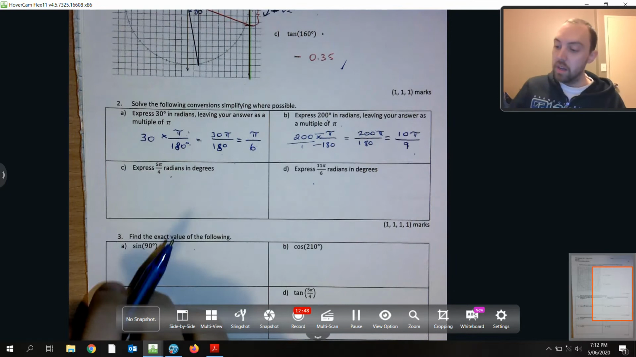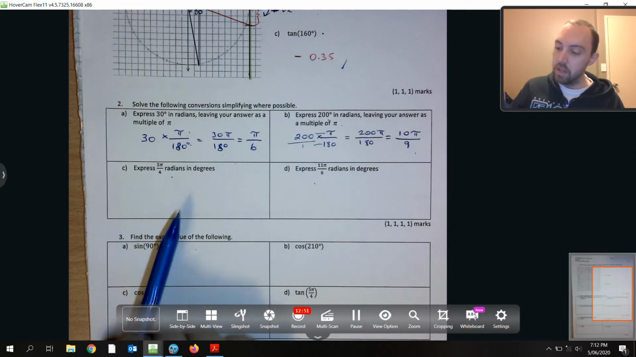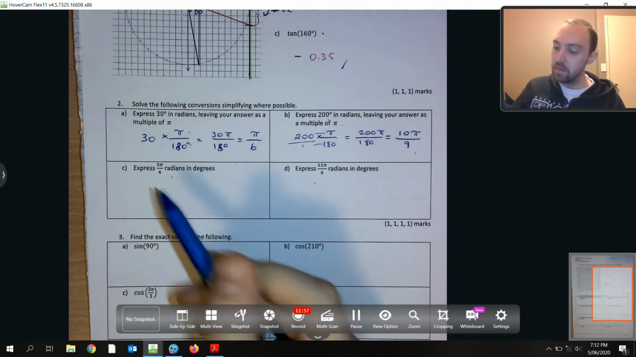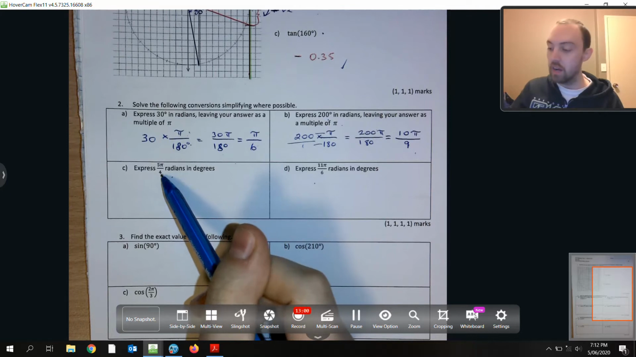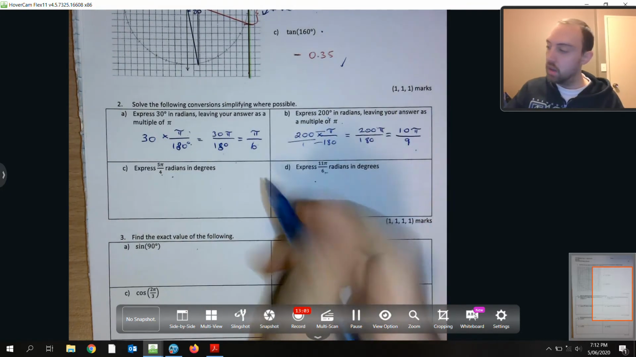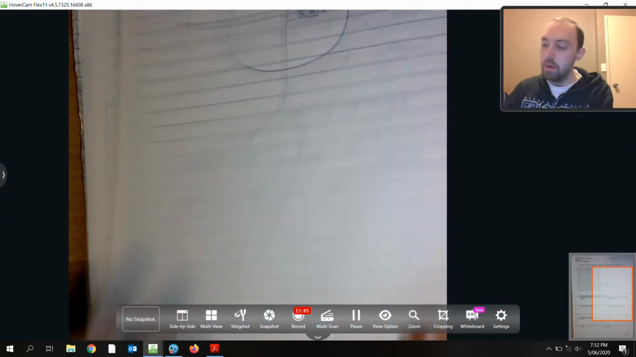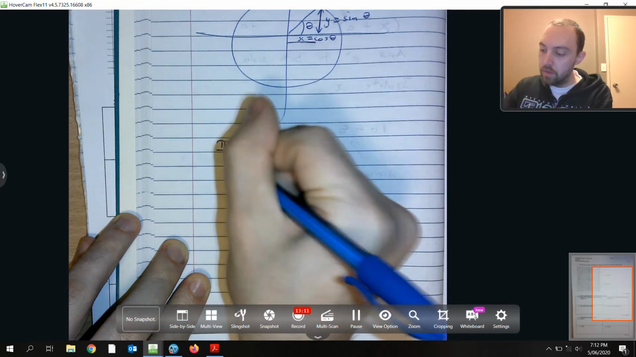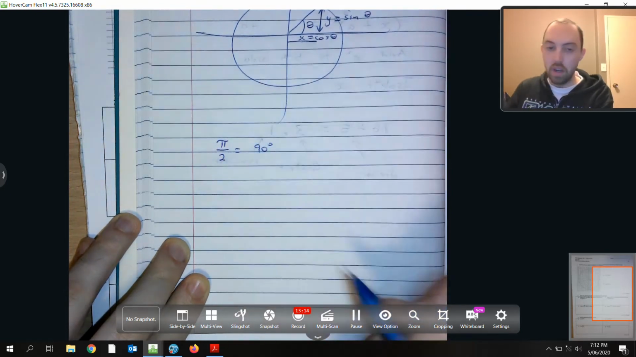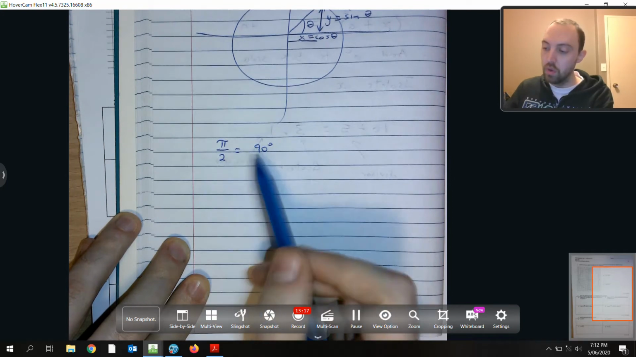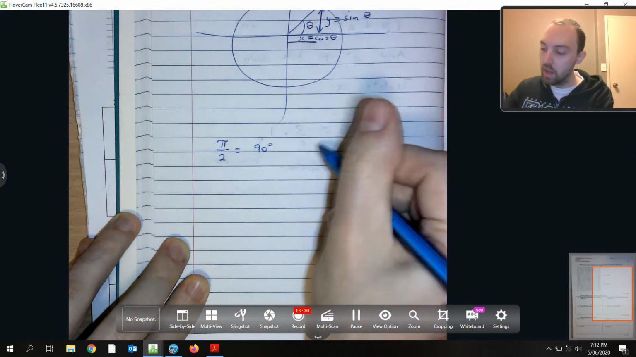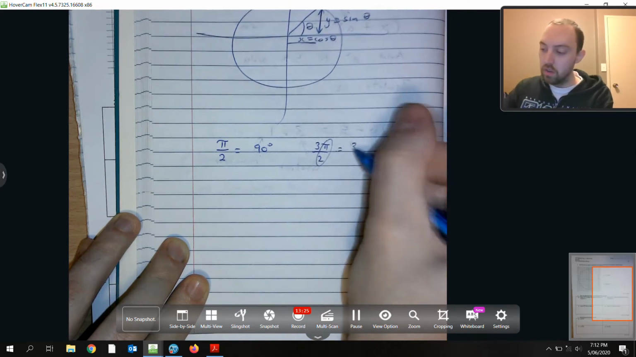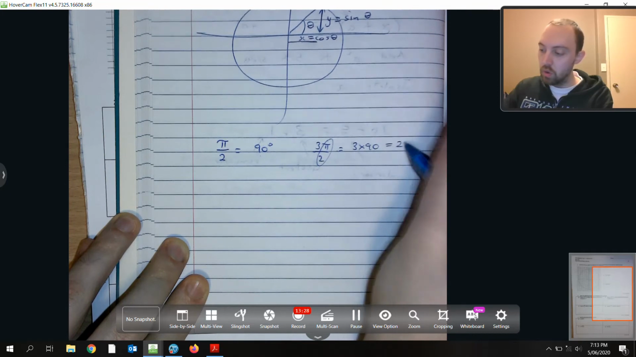All right, express 5 pi on 4 radians in degrees. Now, it is easier if we recognize the size of the fraction first, okay? We might remember that pi on 2 is 90 degrees. So anytime you've got a fraction of 2, you're counting by 90 degrees. So something like 3 pi on 2, this part tells you it's 90 degrees, so this is 3 times 90, or 270 degrees.